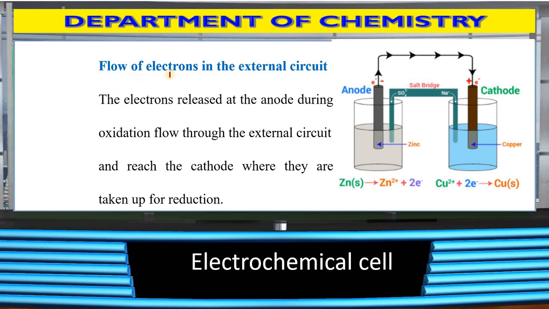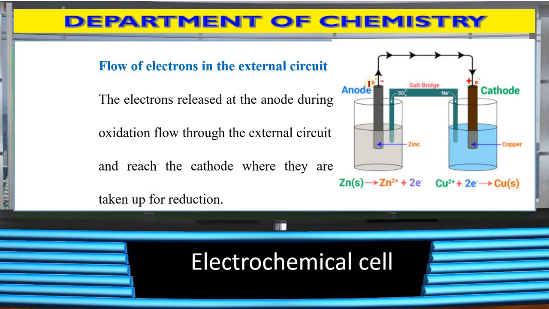Now, let's see the flow of electrons in the external circuit. The electrons released at the anode, that is, electrons removed from the anode during the oxidation half reaction, will flow through the external circuit or external wire connected between the anode and cathode, and reach the cathode where they are taken up in the reduction.